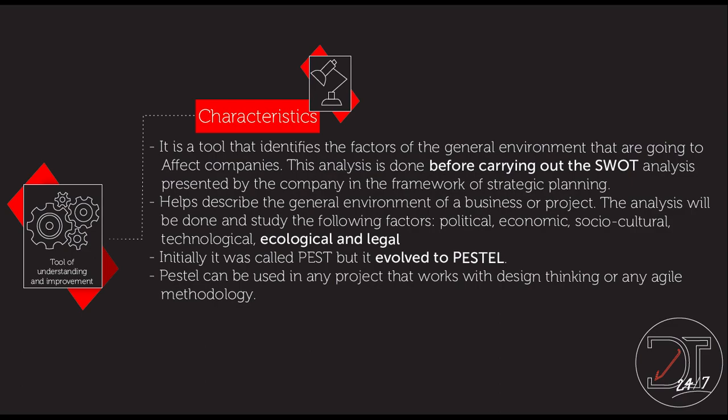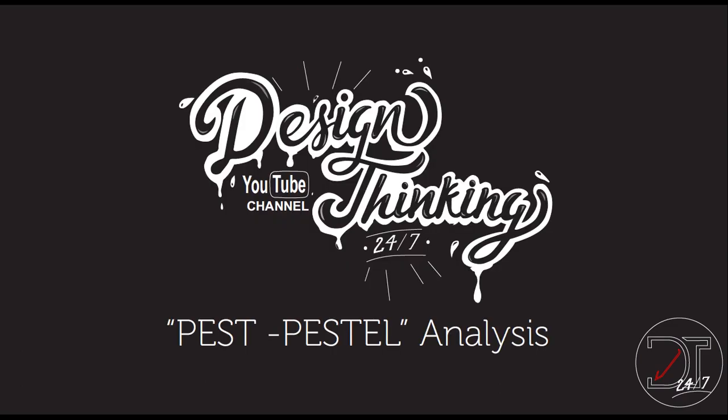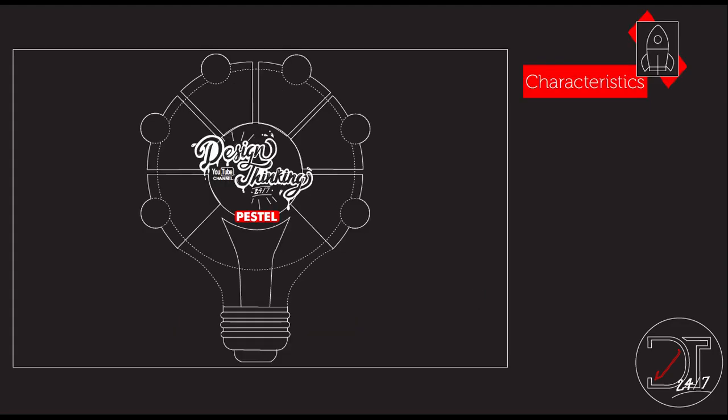The analysis will study the following factors: political, economical, sociocultural, technological, ecological, and legal. Initially, it was called just PEST, but it evolved to PESTEL because the ecological and legal components were added. The PESTEL analysis can be used in any project that works with the design thinking methodology or any other agile methodology.